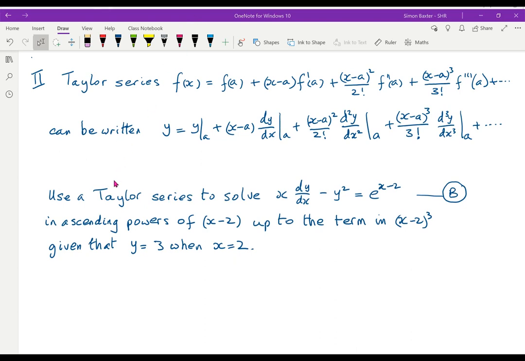In this example, we're asked to use a Taylor series to solve x dy by dx minus y squared equals e to the x minus 2. This again is an equation which the techniques you've covered so far would not help. Solve this in ascending powers of x minus 2 up to the term in x minus 2 cubed, given that y is 3 when x is 2. So we want to go up to x minus 2 cubed, x minus a squared. We're putting a equal to 2.